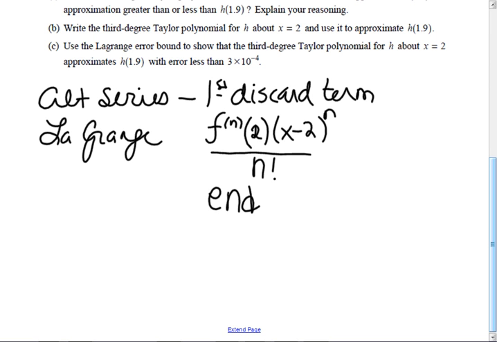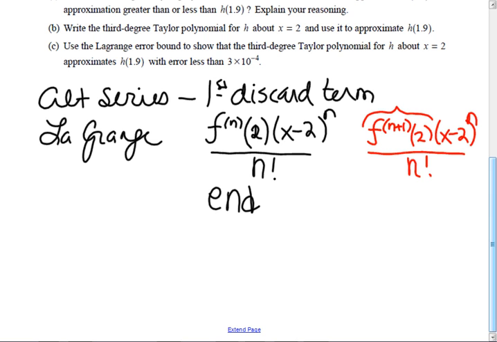Let's say it's the third term. In this case, third degree is where we're going to go. So I'm going to go to the one right after it, which is the n plus 1 derivative, x minus 2 to the n over n factorial. So it's exactly like the alternating series. It's not that hard to get. It's still the same thing. It's just going to use this term because that's what a Taylor polynomial looks like. And the only thing that's different is you want the maximum value here.